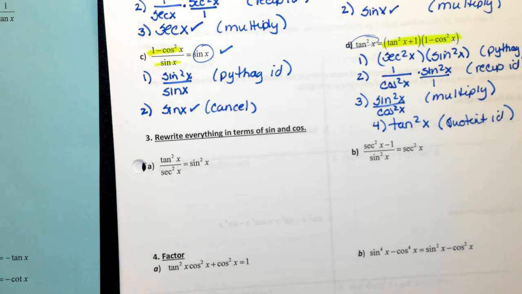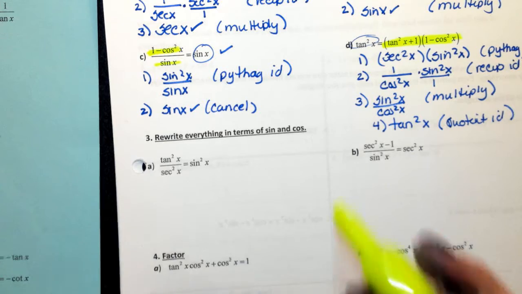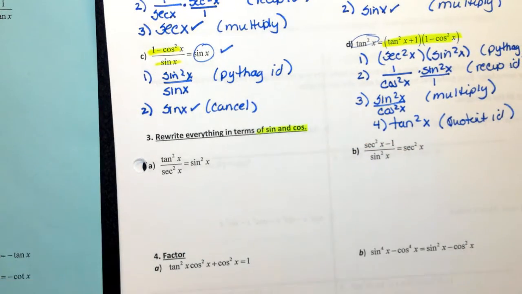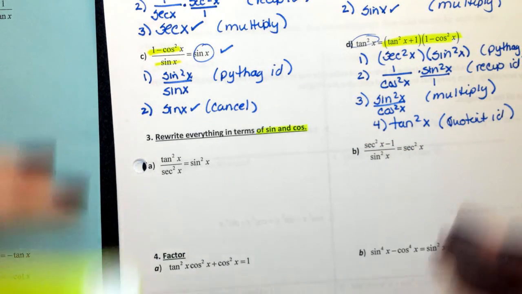So now, like I said, sometimes you're going to be rewriting in terms of just sine and cosine. So let's look at 3a.